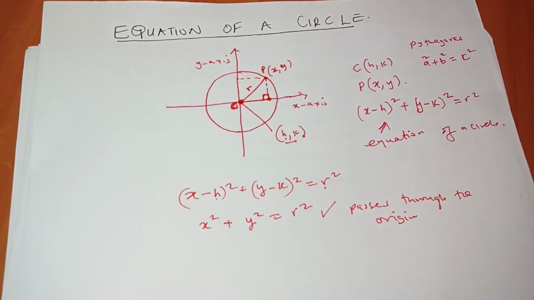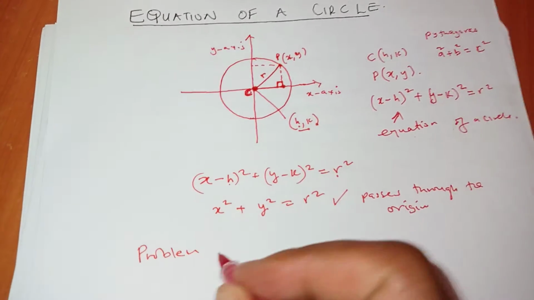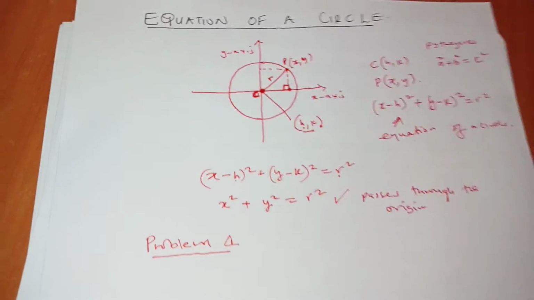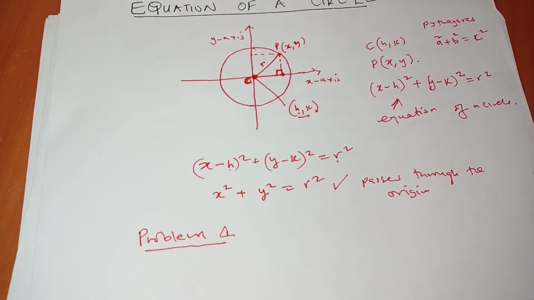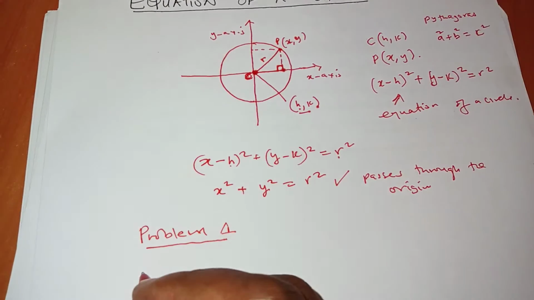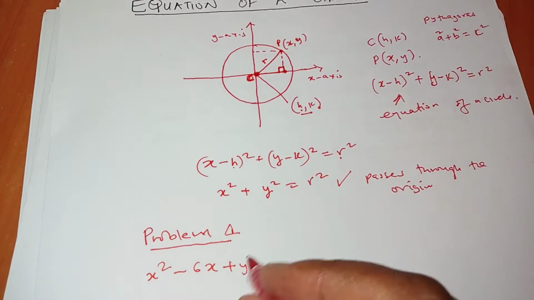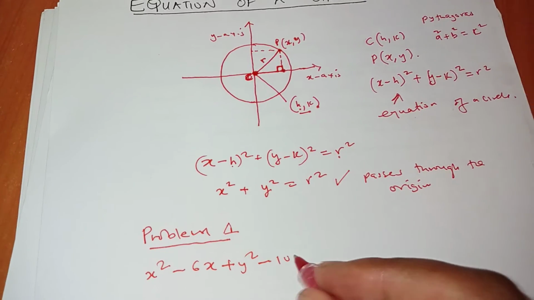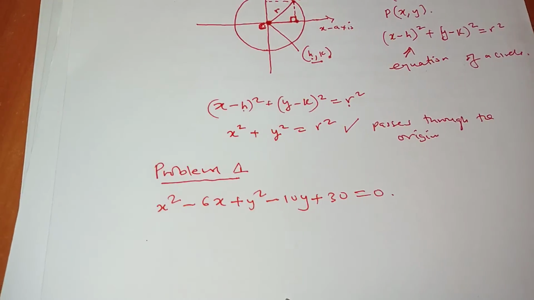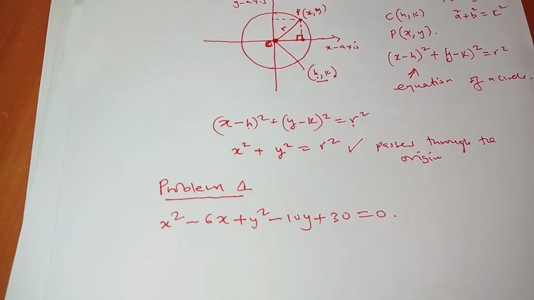So let us solve one problem here. Maybe we call it problem number 1. The question reads: find the center and the radius of a circle whose equation is x squared minus 6x plus y squared minus 10y plus 30 is equal to 0.